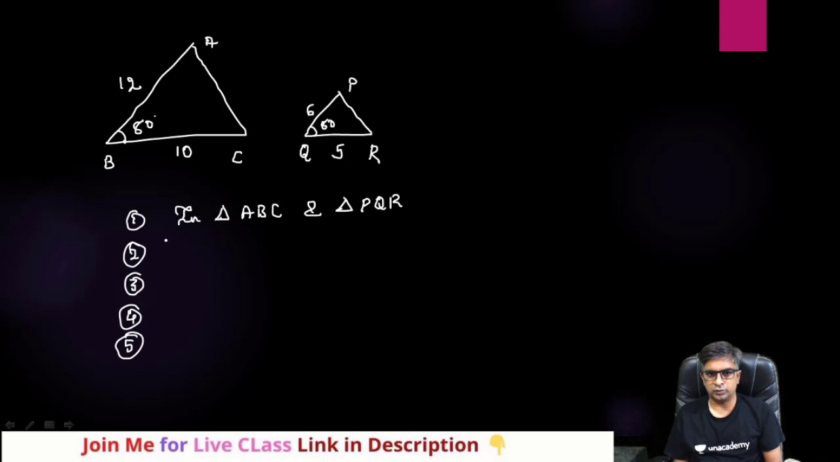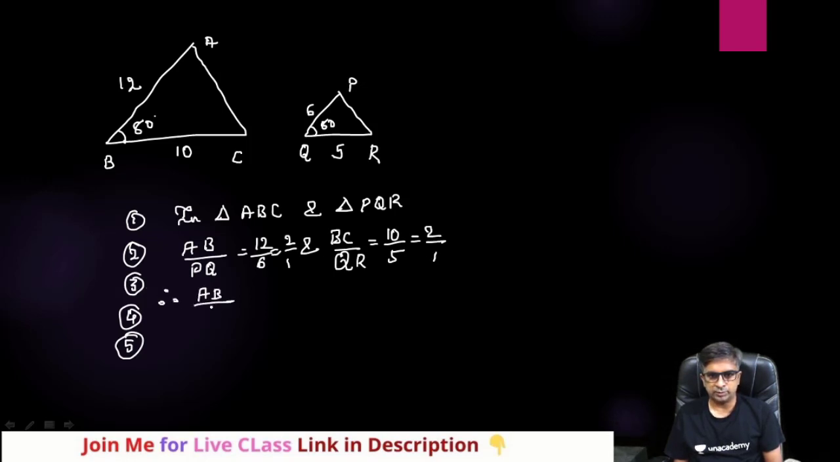Now you need to first find out that AB upon PQ, that is 12 by 6, and BC upon QR, that is also 10 by 5. So you need to write down here 2 by 1, and this is also 2 by 1. So you can say therefore AB upon PQ equals to BC upon QR. Proved above.